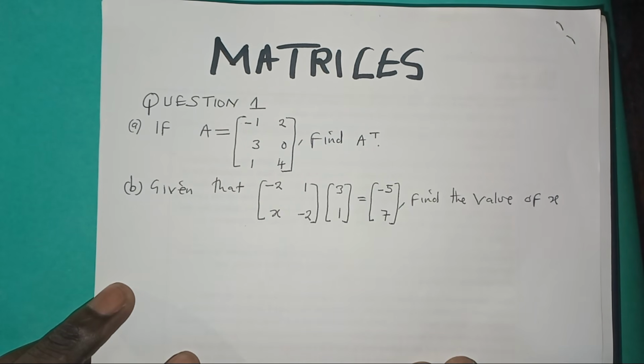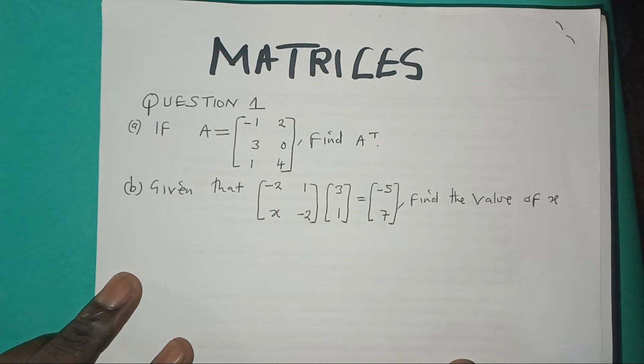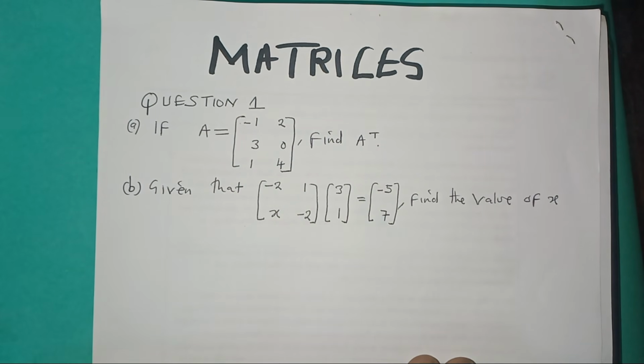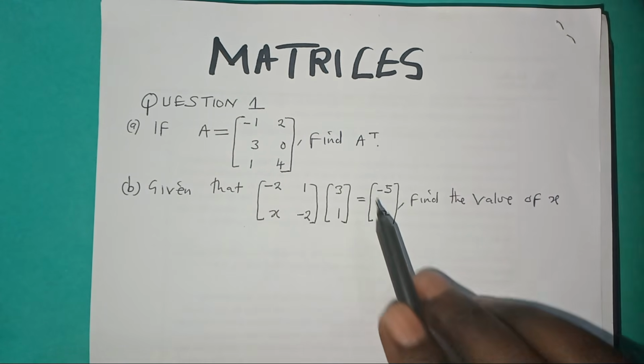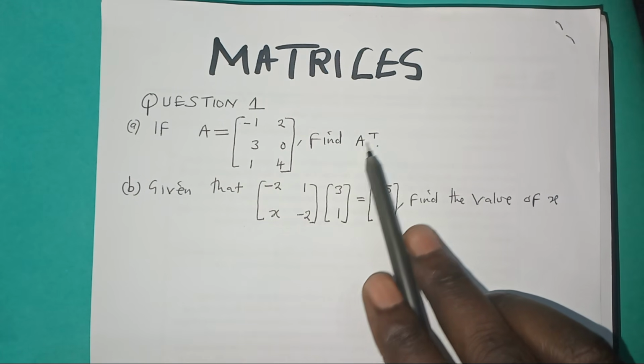Okay, so let us consider this question under the topic of matrices. Question number 1 reads: if A is the matrix with the following elements, the first row -1, 2, the second row 3, 0, the third row with elements 1 and 4, find A transpose. What we are seeing here denotes the transpose of the matrix A.